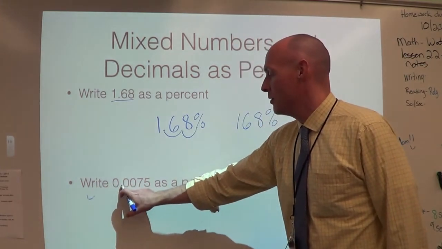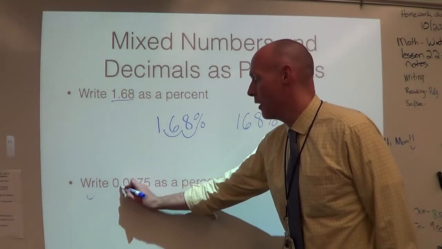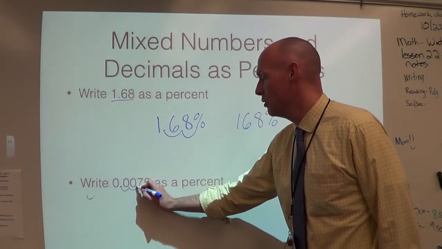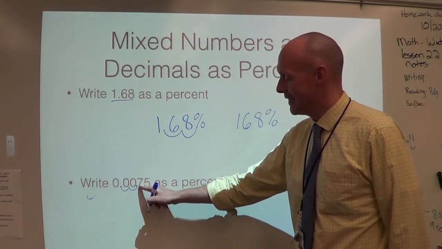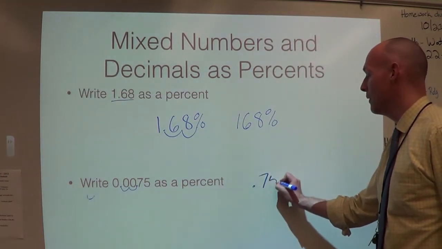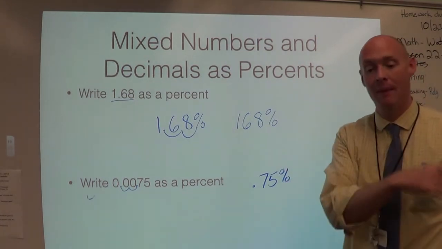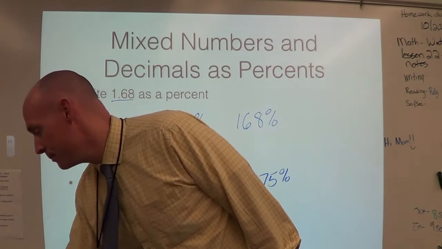Let's look at this one here. Write 0.0075 as a percent. I'm going to move it 1 space. I'm going to move it 2 spaces. So now my decimal is there. It is going to look like decimal point 75%. Okay, not too bad. Let's try a couple more examples.